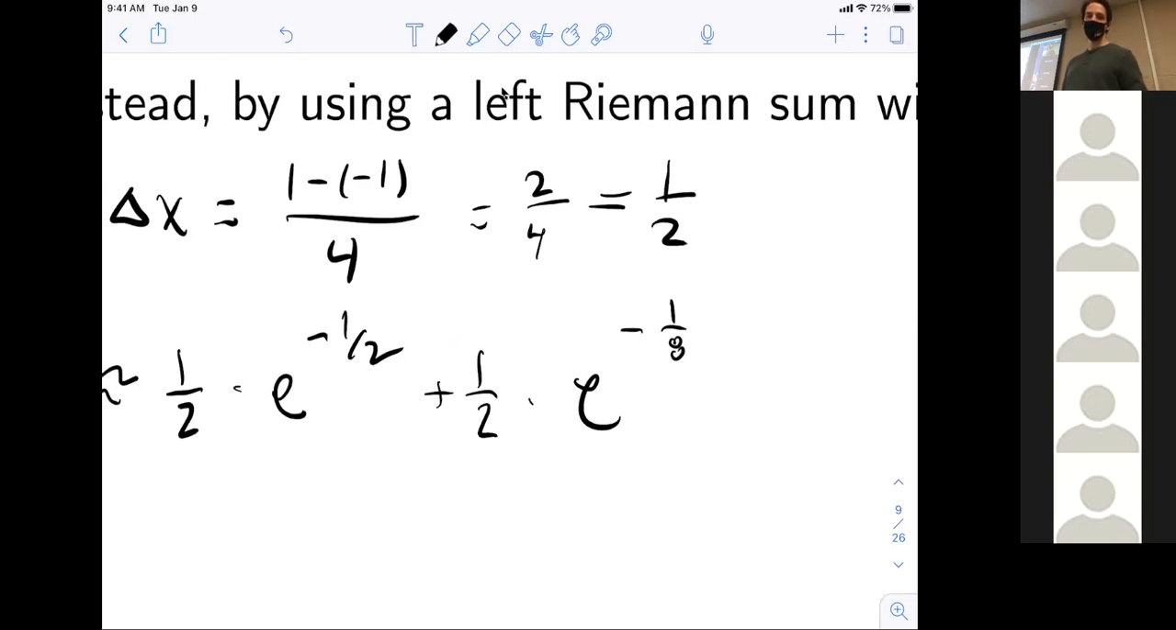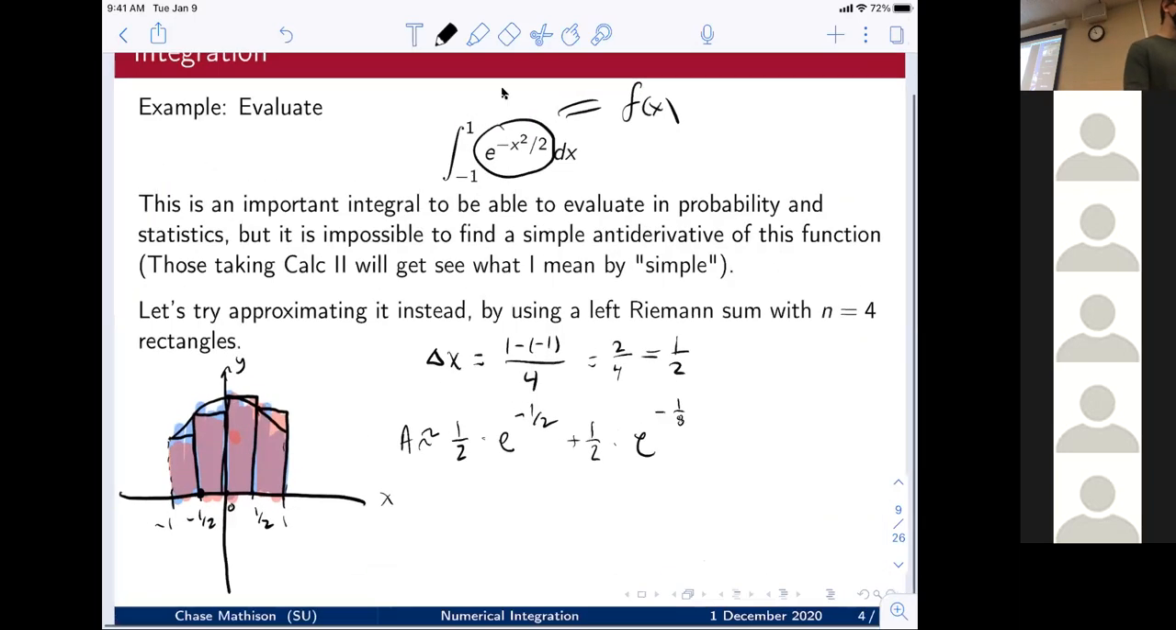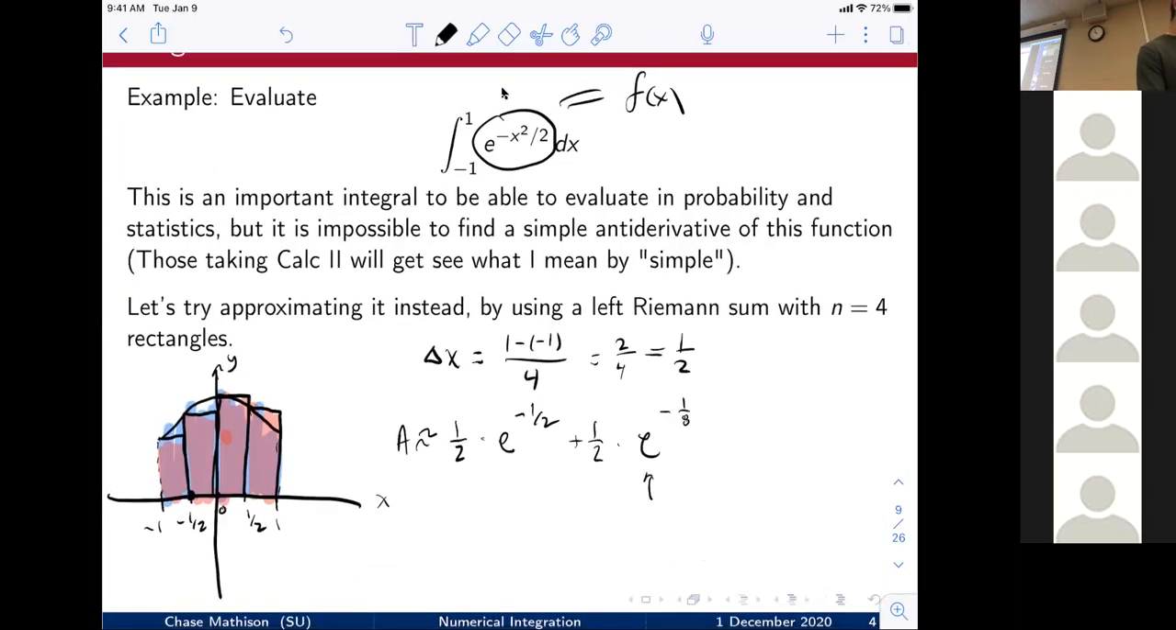Could you just re-explain that for me? Yeah. So again, all this is f of minus 1/2, which is going to be e to the minus, well, when I take minus 1/2, there's x squared, and then divide by 2. Minus 1/2 squared is 1/4, and then I need to divide that by 2. So I'll get minus 1/8 in the exponent. Thank you.